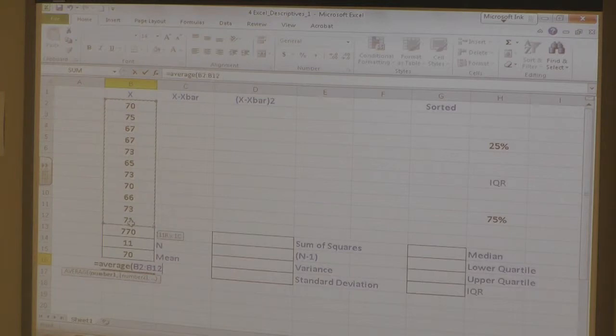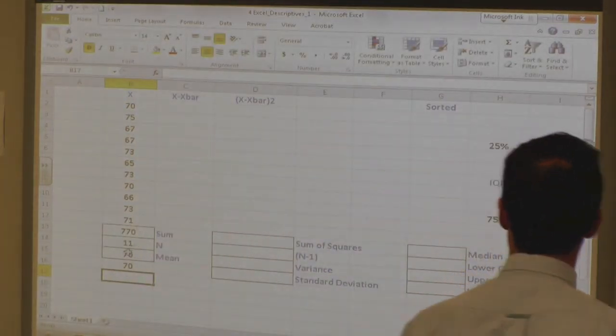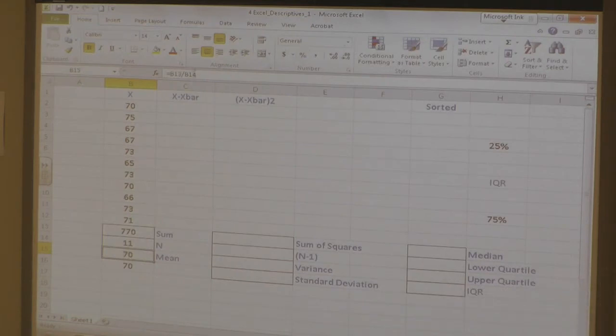Can you go back to the B15 and just click on that box so I can see what you're putting there? Which one, the mean? Yeah. Yeah, I put in B13 over B14. In other words, a sum divided by the number of subjects. Right? 770 is the sum of all the values divided by 11 subjects. But I put in the location in the cells in case something changes later on. And I did the same thing again in here, except I actually used the function AVERAGE B2 through B12. Okay, and I found the same value.